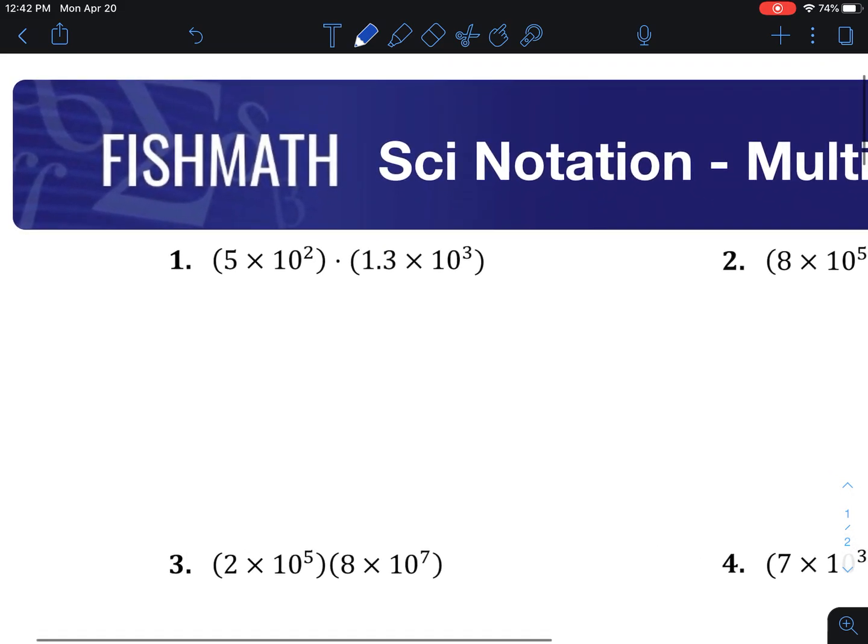For the first one here, you'll see there are different symbols we're using for multiplication. You'll see a times symbol written as an X, and you'll also see it written as a dot. Just remember that means the same thing. It doesn't make a difference how we write it.